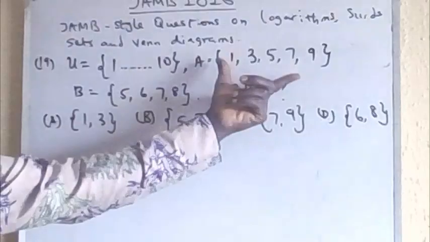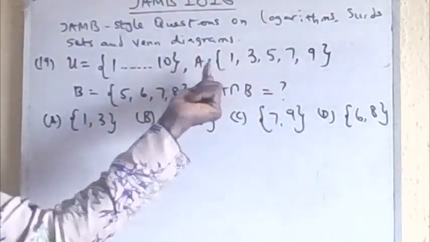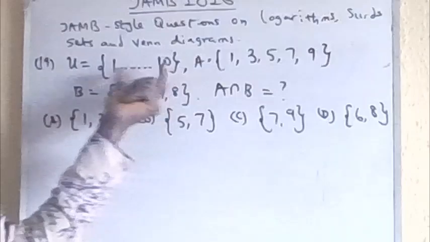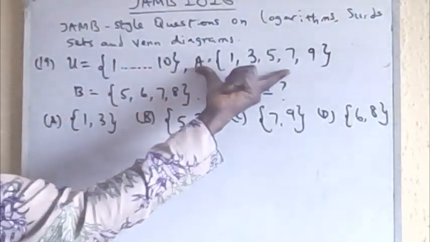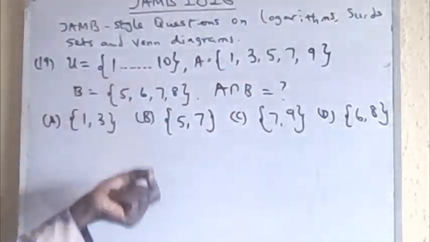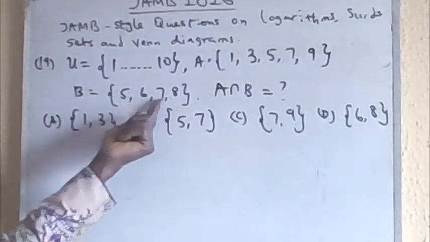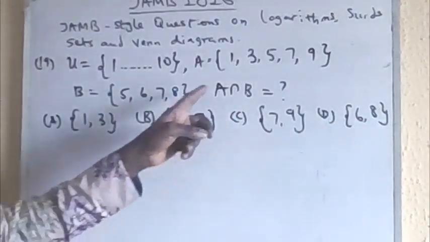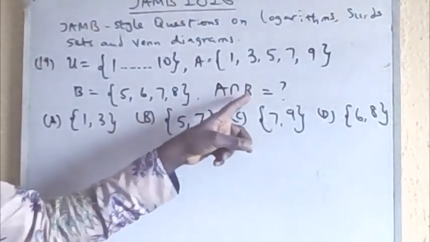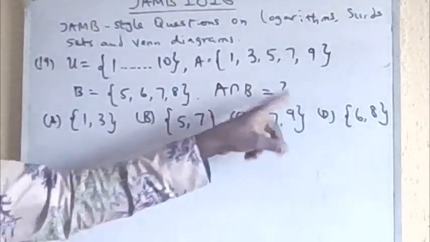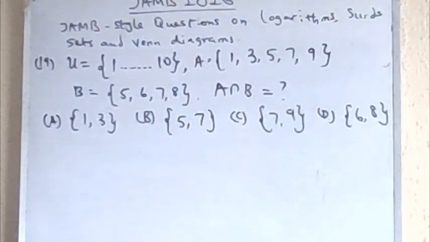And everything inside of A is inside of the universal set. So therefore, A is a subset of the universal set, right? Then B is given as 5, 6, 7, 8. The question is, what is A intersect B? A intersect B is actually a set of elements, but let us find those elements.